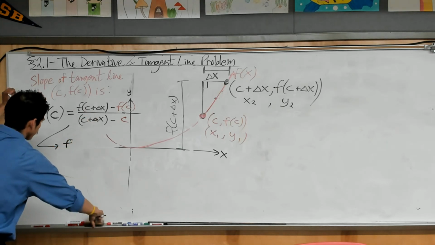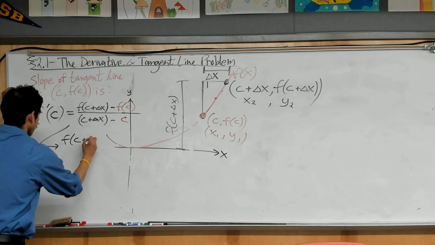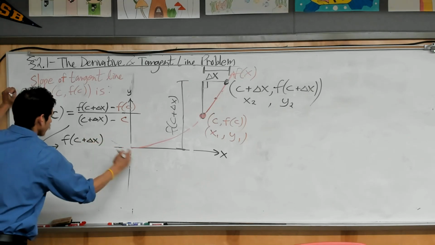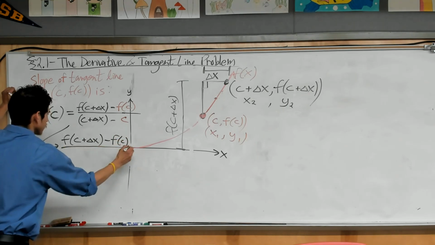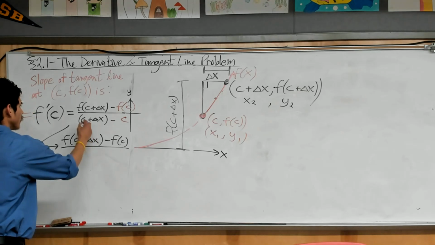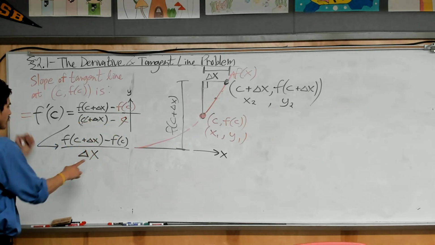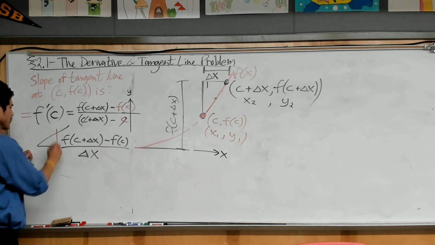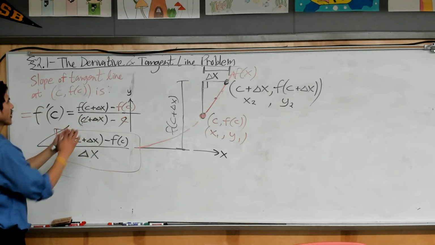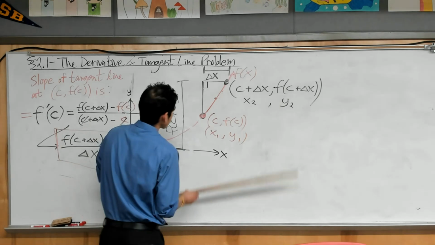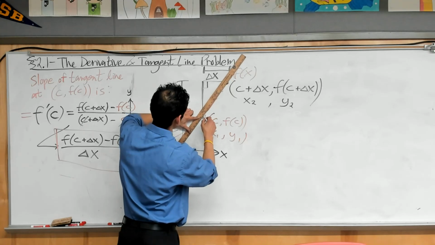F of c plus delta x minus f of c, using all black markers now, over, these c's cancel, all over delta x. And this is known as your derivative equation, say f prime of x. That's the slope of the tangent line, of a line that would go through here and here.